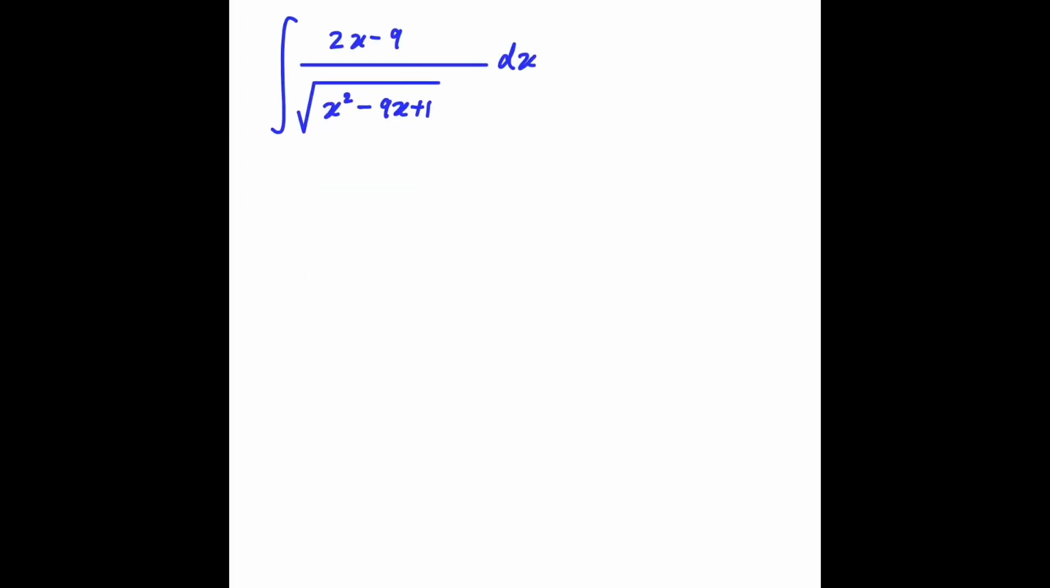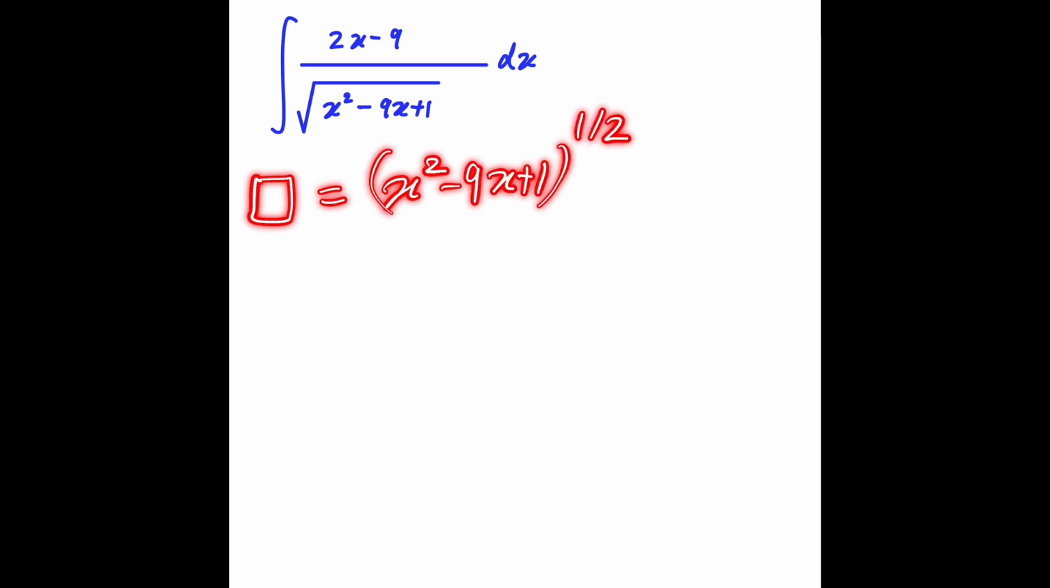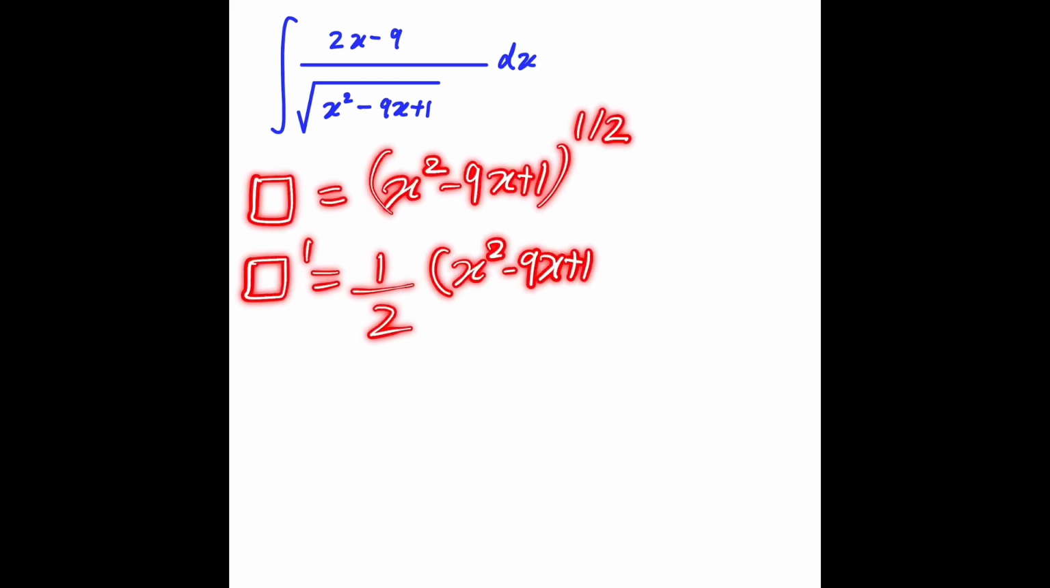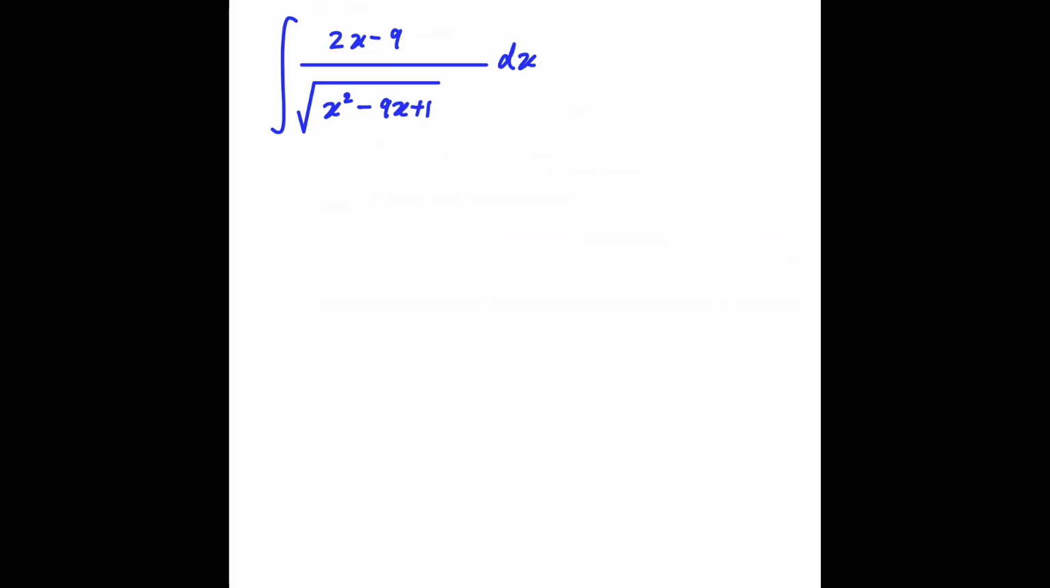Take a look at the example 1 we've got here. We need to integrate this fraction. Now, if we put the box around the denominator, we don't get what's inside the numerator. To show this, box equals x squared minus 9x plus 1 to the power of 1 by 2. And differentiating the box gives us 1 by 2 times x squared minus 9x plus 1 to the power of negative 1 by 2, times 2x minus 9, which is not the desired result because it is not giving us this numerator, just 2x minus 9.